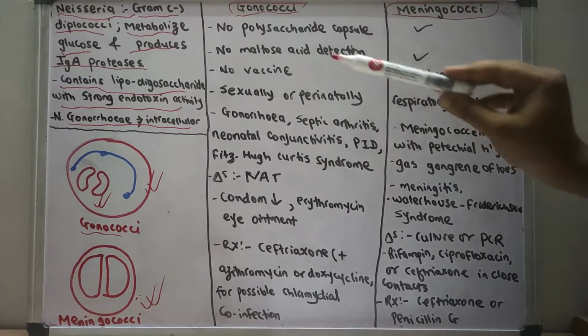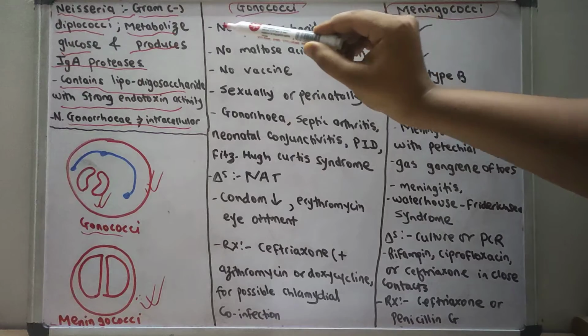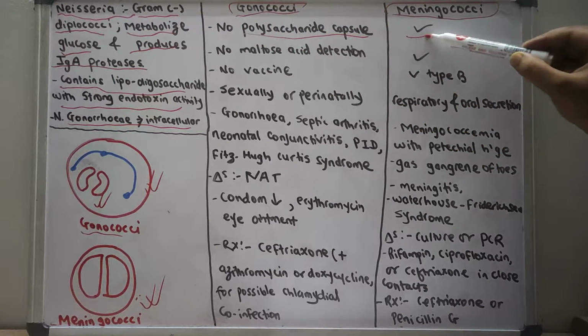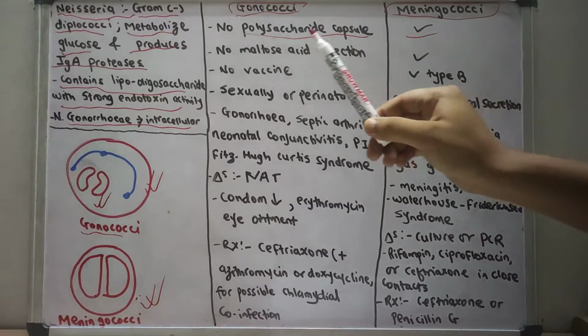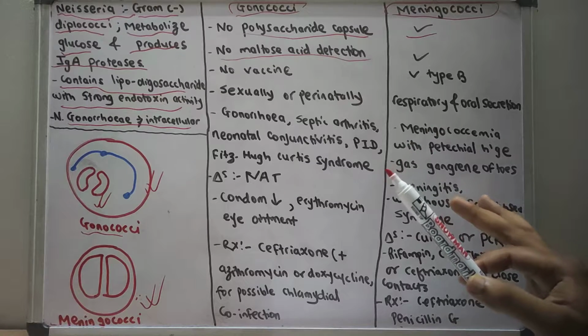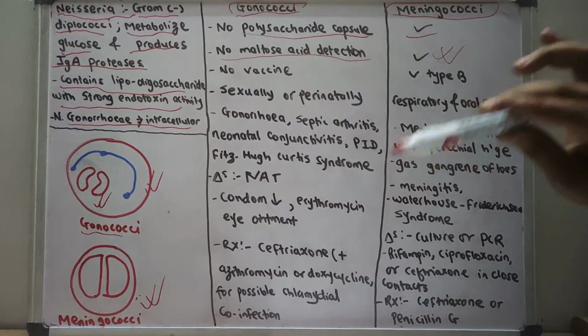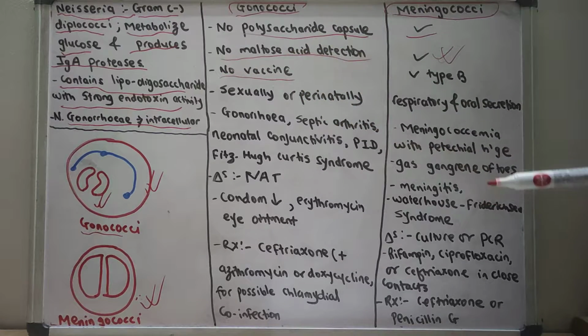We are going to read about the gonococci and meningococci simultaneously so that it will be easier for you to understand. You have to know that the gonococci has no polysaccharide capsule, whereas the meningococci has the polysaccharide capsule. The gonococci has no maltose acid detection, whereas the meningococci has maltose acid detection. Against the gonococci there are no vaccines, whereas for the meningococci there is a vaccine present, and the vaccine is the type B vaccine, which is available for individuals who are at high risk.